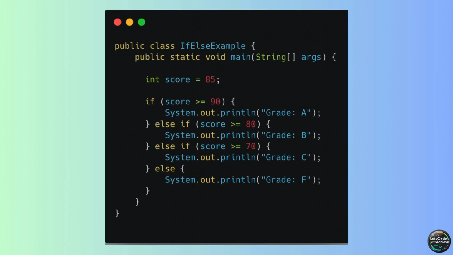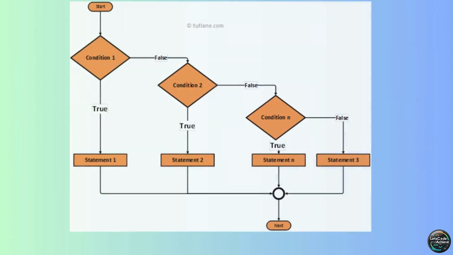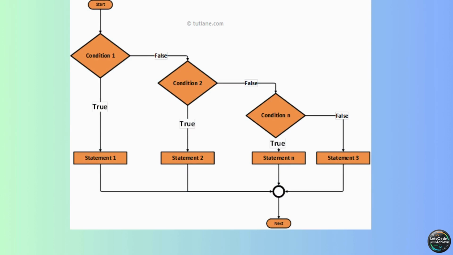Let's say you're checking for different ranges of numbers, like grades from A to F. Here, the program checks for different conditions in order. If the score is 90 or above, it prints A. If not, it checks if the score is between 80 to 89 for a B, and so on. Notice that the conditions are checked in sequence, and the program stops at the first one that's true. That's an important thing to keep in mind. Else if lets you stack conditions, but once one condition is true, the others are ignored.